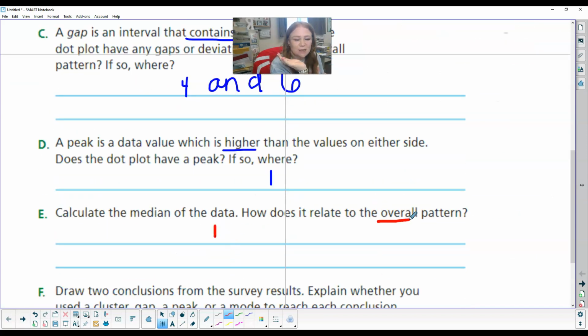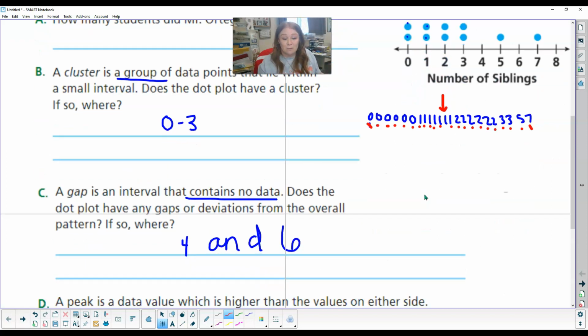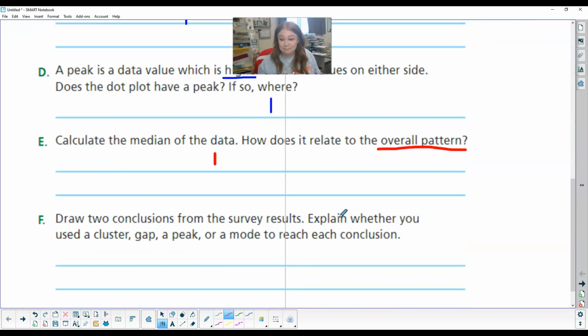How does this relate to the overall pattern? Well, right, that was where that big group was. So it would make sense that that median falls within that big group. And that was also that peak. So, right, most students in this class had one sibling. The median was 1. So I feel like that relates really well to the patterns that we were already noticing.